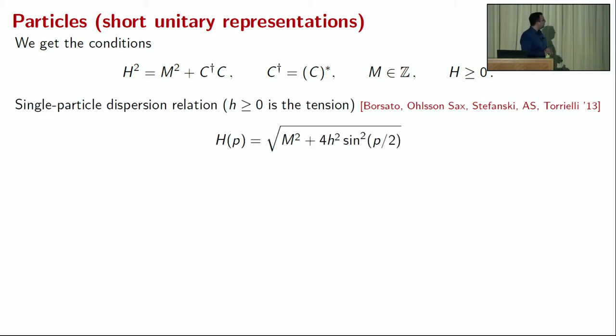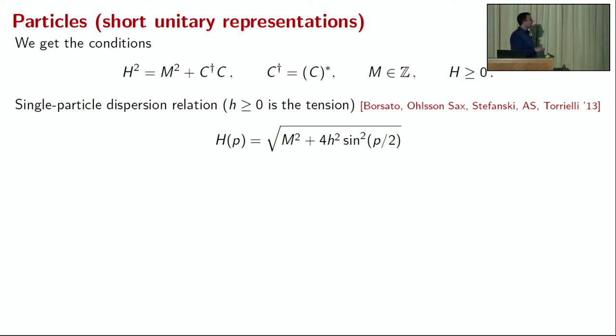Using this relation, you get the dispersion relation, which looks very much similar to the one of AdS5, where M in AdS5 would be the bound state number. Here, the funny thing is that M can be any integer. In particular, it can also be 0.